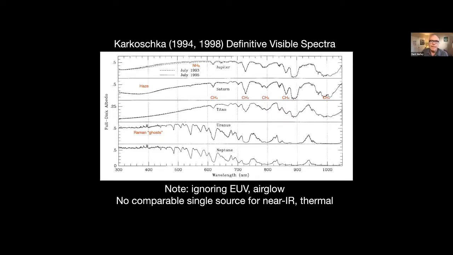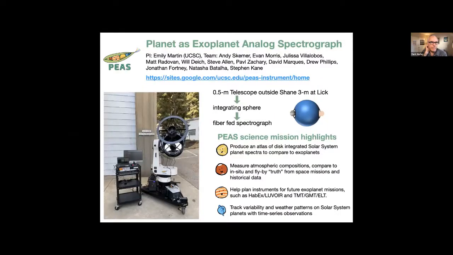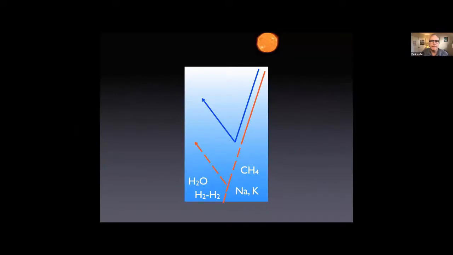Now, the sad thing is there's no real comparable unresolved planet spectra for any of the other wavelength ranges. And this is something that Emily Martin at UC Santa Cruz noticed and has successfully booted up a project to obtain unresolved spectra of all the solar system planets. I don't have time to say much about it, but she calls it the PEAS project, where she has a dedicated telescope and is going to be feeding planet images through an integrating sphere to get out unresolved images. And so we're looking forward to that, and that'll provide a lot more of this kind of data.